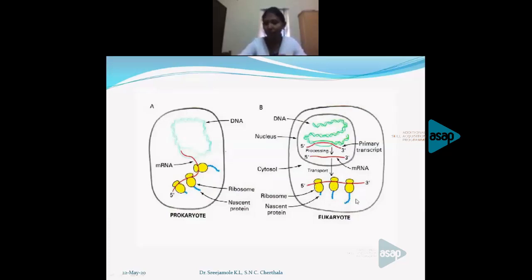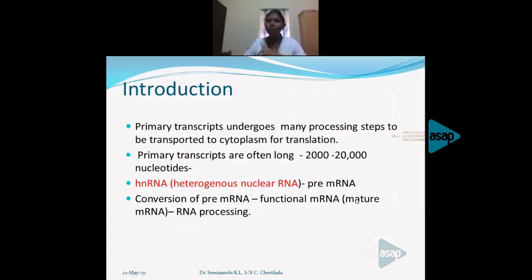As we have already mentioned, this primary transcript can be rRNA, tRNA, or mRNA. This is a bulk material, with a bulk of nucleotides present in this RNA, about 2,000 to 20,000 nucleotides. The primary transcript that is formed just after transcription is known as hnRNA or heterogeneous nuclear RNA, or pre-RNA.